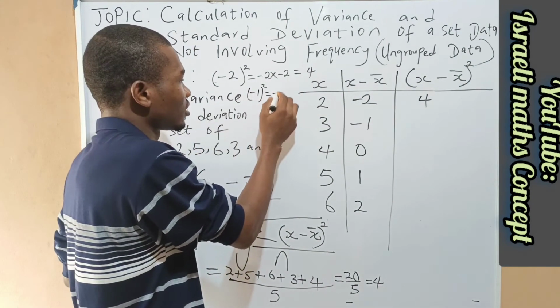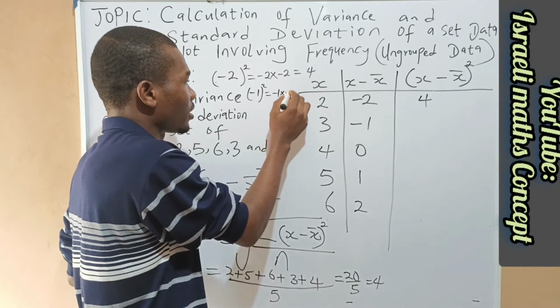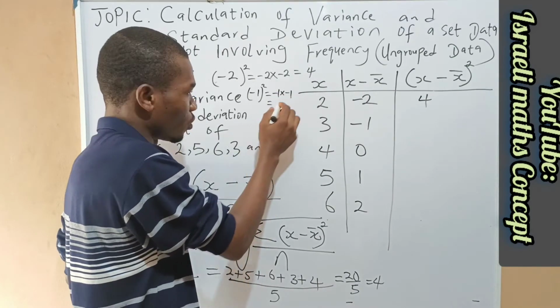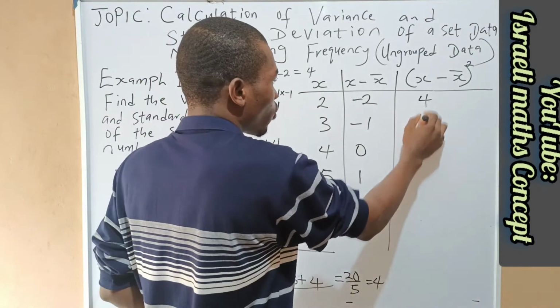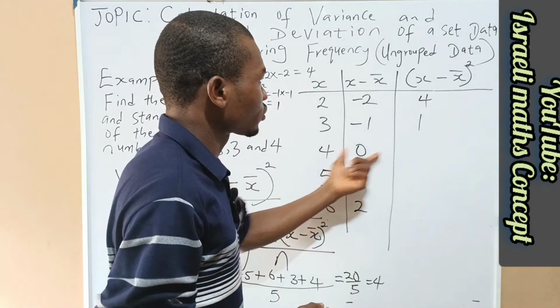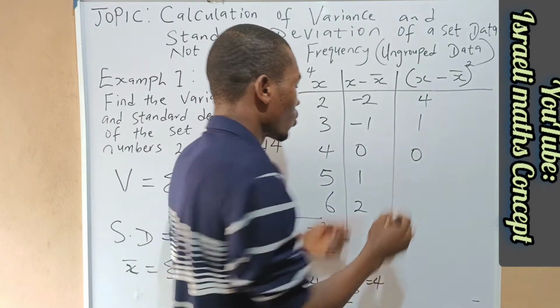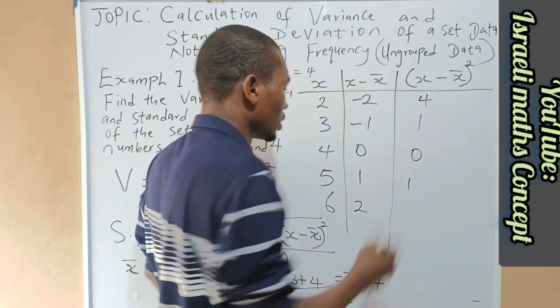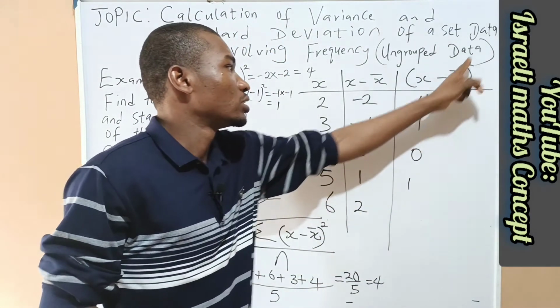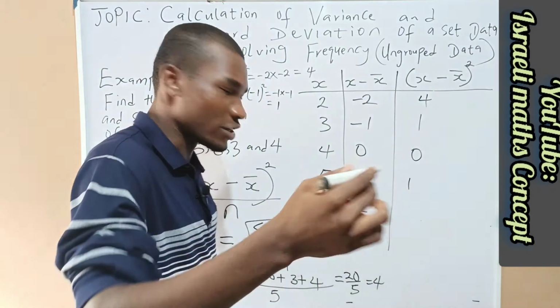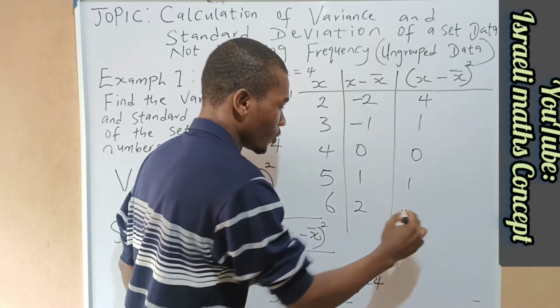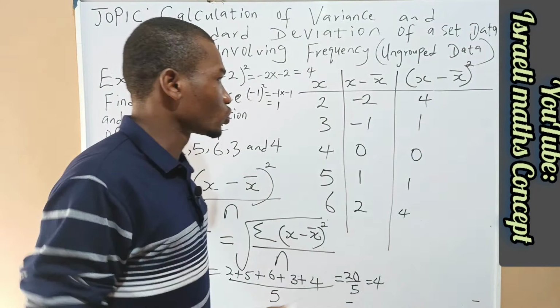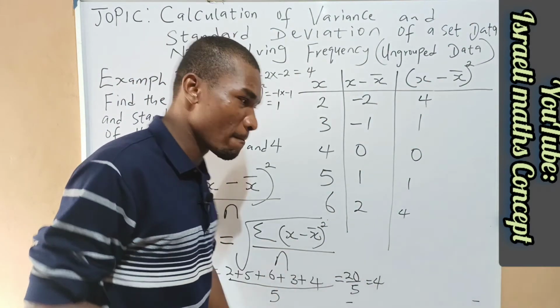Which is the same thing as -1 multiplied by -1, and that is equal to 1. So here we have 1. Then 0 squared is 0. 1 squared is 1 multiplied by 1, which is still 1. Then 2 squared means 2 multiplied by 2, which is 4. All right, I guess we are through with the third column.